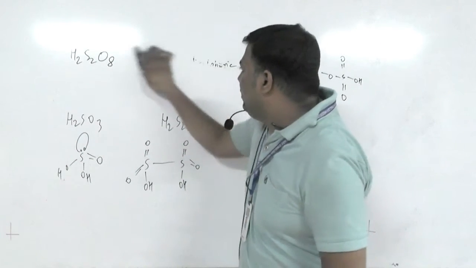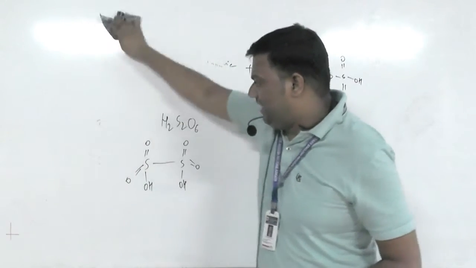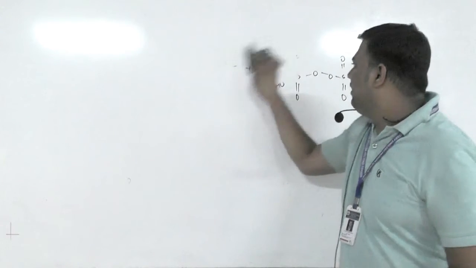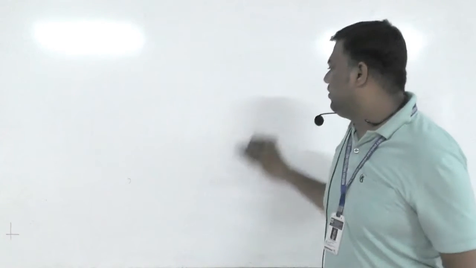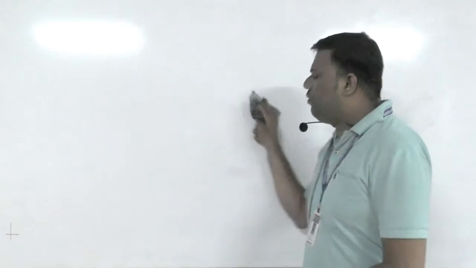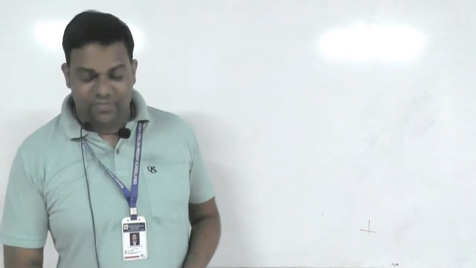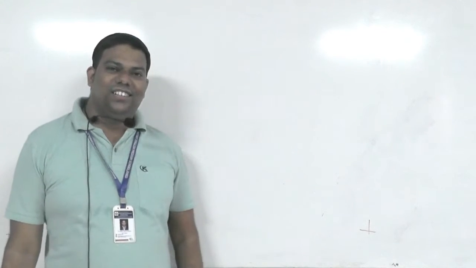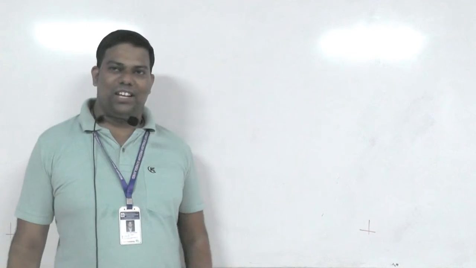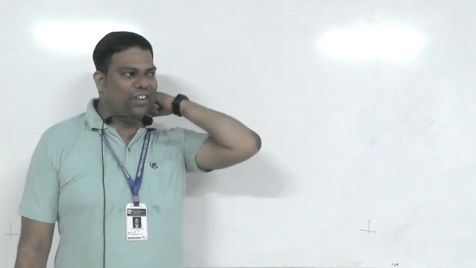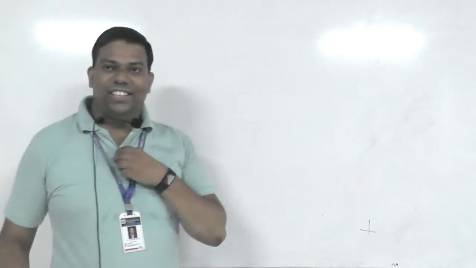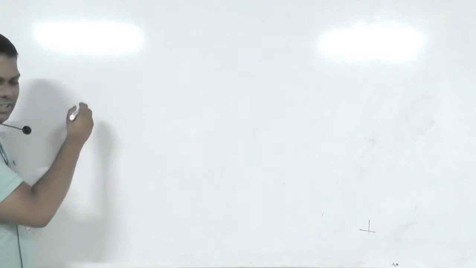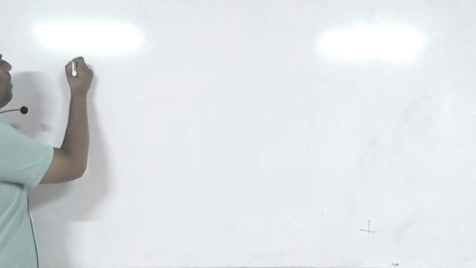Now we will discuss sulfuric acid. As you know, sulfuric acid is one of the important chemicals. It has a wide variety of uses. Therefore we call sulfuric acid the king of chemicals. King of chemicals. So pay attention.